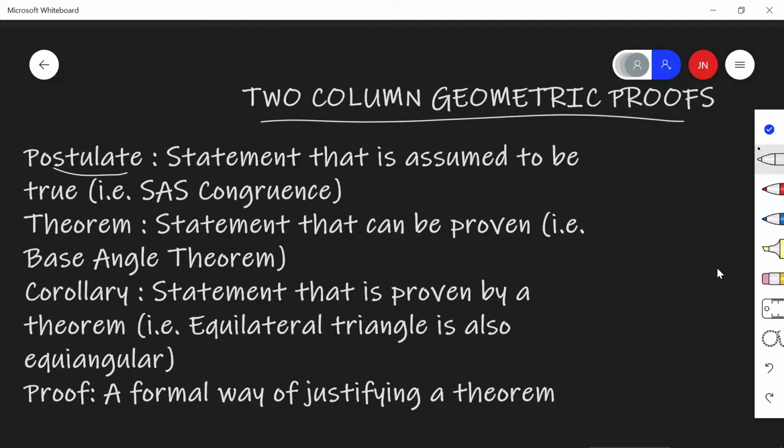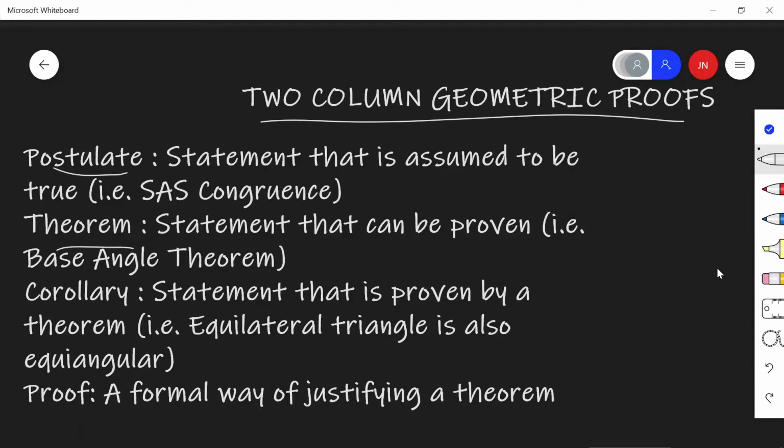The next definition that we have is a theorem. A theorem is a statement that can be proven. For example, we're going to be looking at the base angle theorem, which shows how an isosceles triangle has both equal angles and equal side lengths.